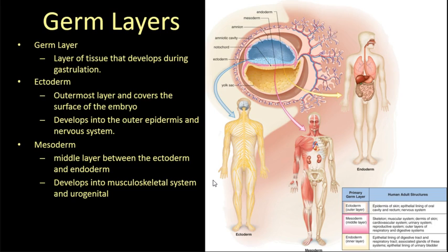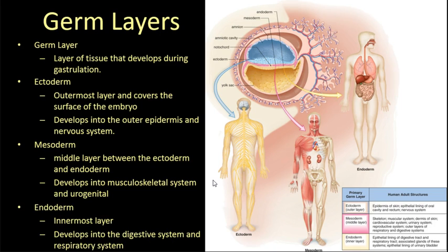The middle layer, that mesoderm, is going to develop into the muscular system, the skeletal system, and the urogenital system, so like kidneys, stuff like that. And then the endoderm is the innermost layer, and that becomes your digestive system and your respiratory system. Now, as a side note, you'll notice that I didn't actually talk about any of the reproductive organs. Those form on their own from some primordial germ cells that get separated from everything else, right?